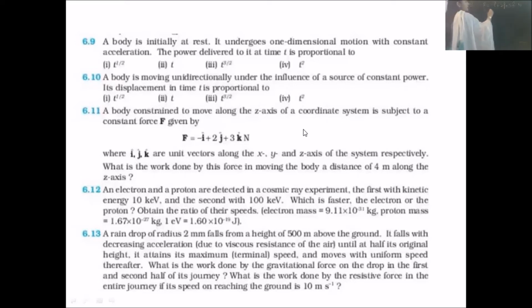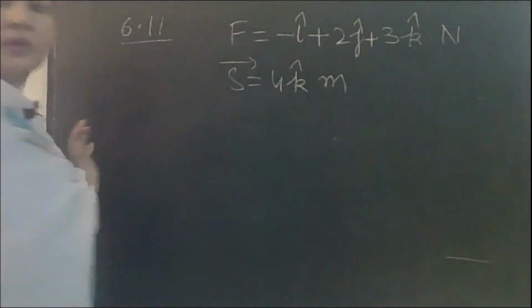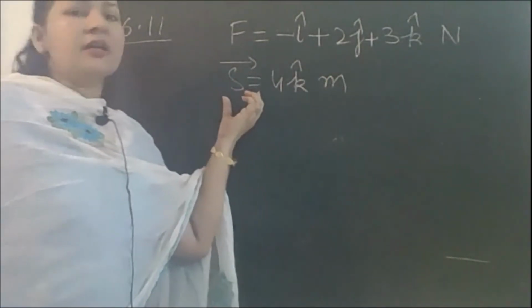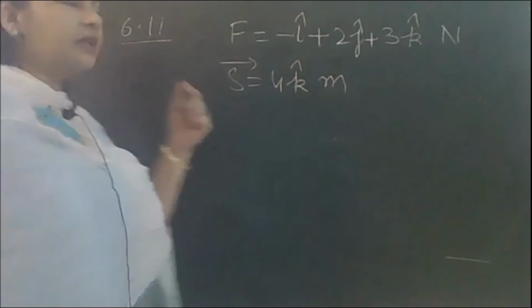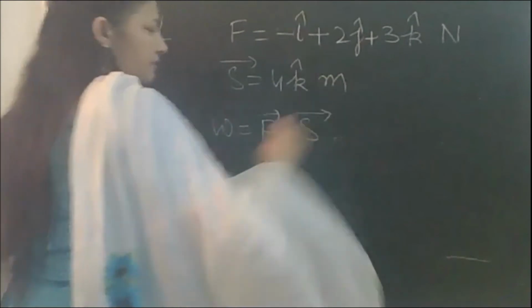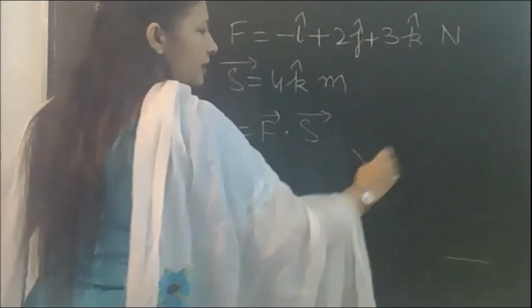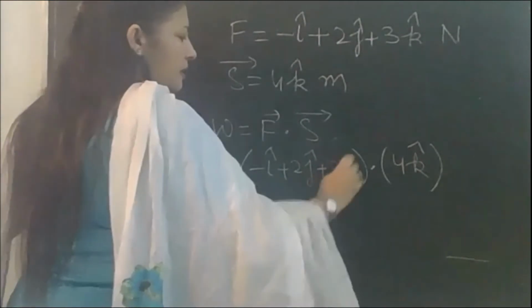So distance is 4 meter along z-axis, and we know that the unit vector along z-axis is k cap. So better we can write displacement vector as 4k cap meter. So we also express displacement vector in vector form. We are to find the work done. You know, work is dot product of force and displacement. Put in the values and you know how to find the dot product. Displacement is 4k cap, force is minus i cap plus 2j cap plus 3k cap.